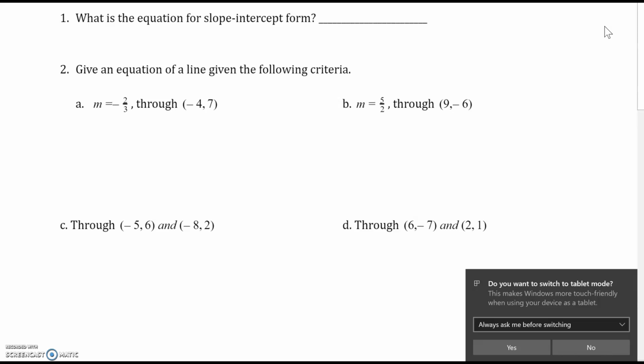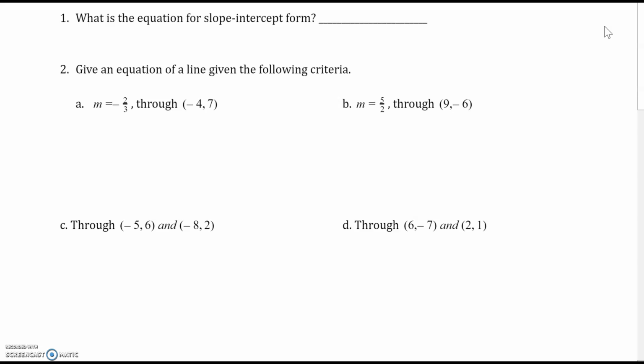So this is a quiz. I'm going to treat it like a quiz for you guys. Keep in mind you can use your packet for this. Page 3 and page 4, 3 and 4 in your packet will definitely help you for this.